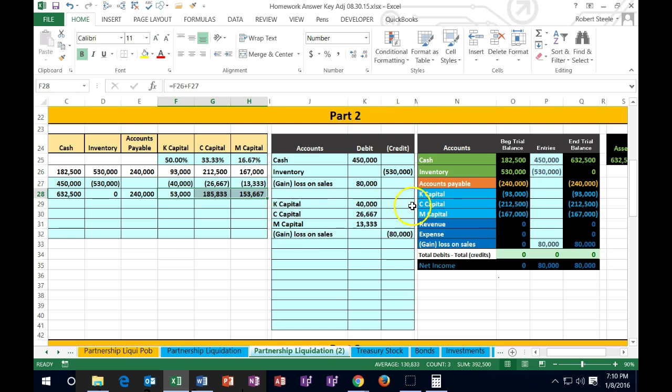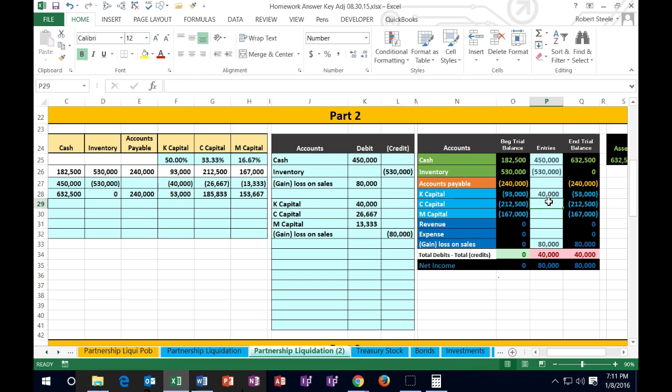All right, let's see that, and so we'll post K first. So here's K's capital account, here's K's capital account on the trial balance. We're going to post it to the entries column by saying equals, then point to this 40,000. That's a debit, this is a credit, those are opposites, meaning it's going to make it go down to 53,000, which matches our worksheet over here. We're going to post C then. Here's C on the journal entry, here is C in the trial balance.